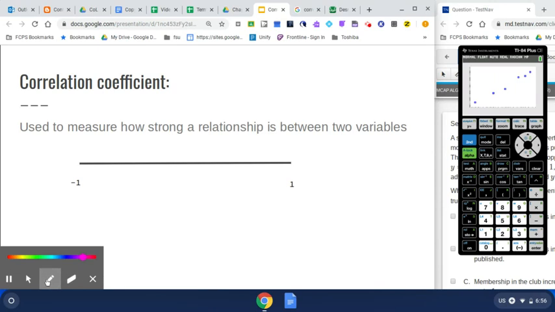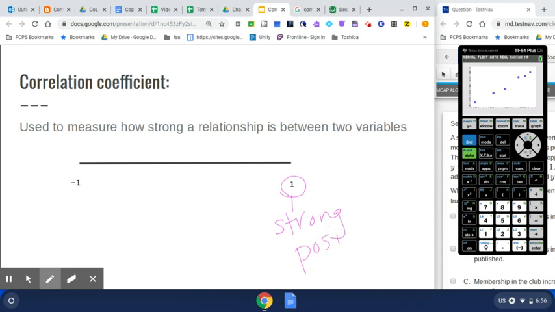So if the relationship is strong and in the positive direction, the R value, the correlation coefficient, will be close to +1. So +1 means that there is a strong positive relationship between the two variables. That is going to be similar to what we're going to see with our example.